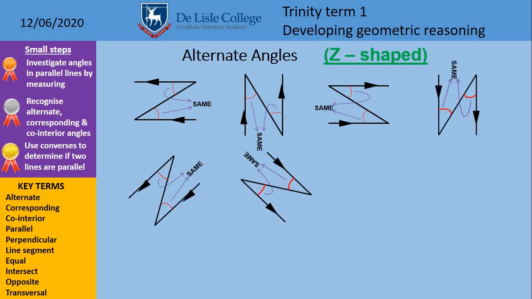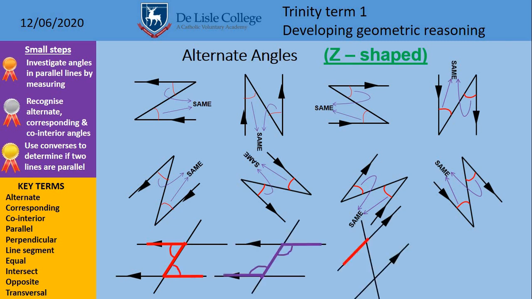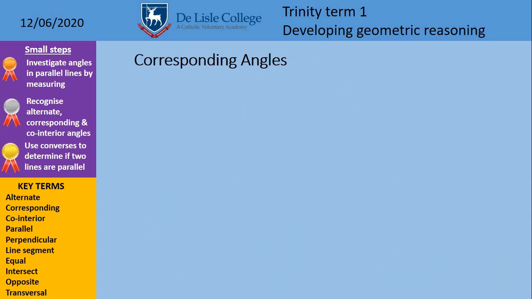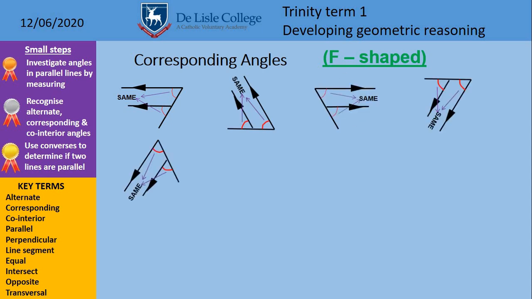And we've got a few more examples here. If you just want to take your time to look over those, on those bottom ones, you can see where that sort of Z shape appears. The others we had are corresponding angles, and these look more like the letter F. That's a backwards F there, and these will always be the same.